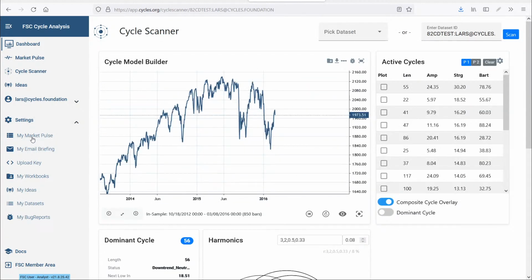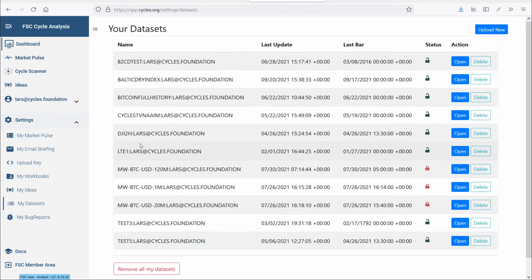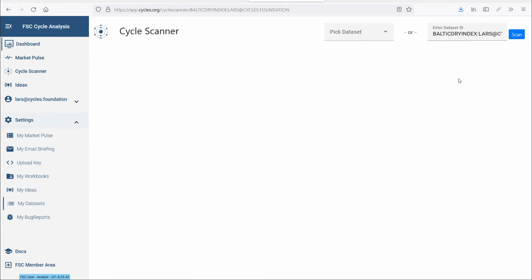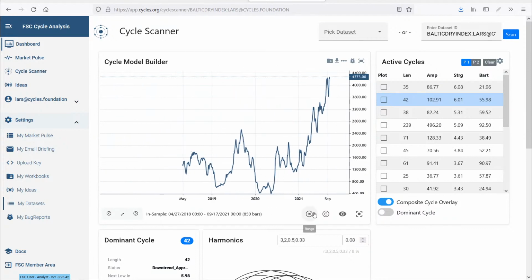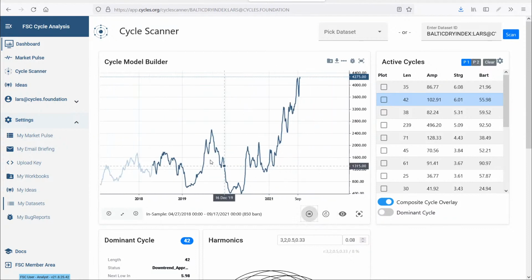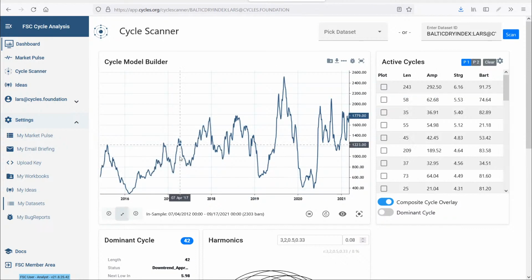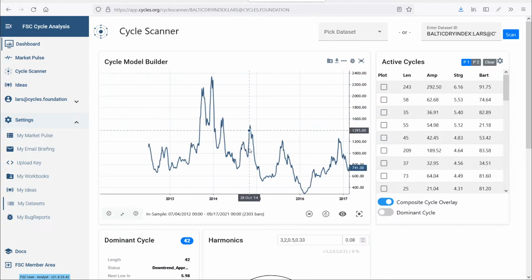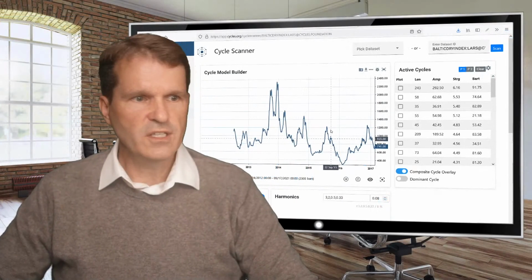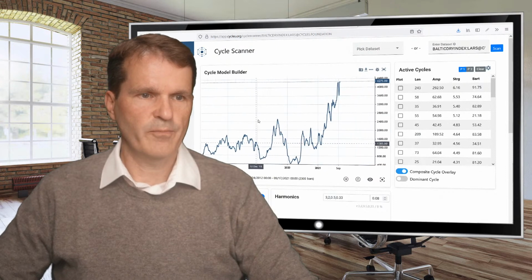No, this is the wrong data set, so I need to get back to the Baltic Dry Index, which is this one here. I will then load the available data for the last 10 years and update the cycle analysis. So we will start with the cycle analysis on this full data set now, okay?